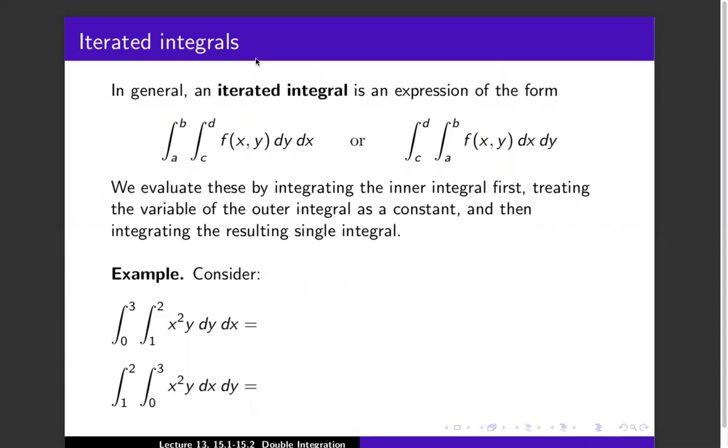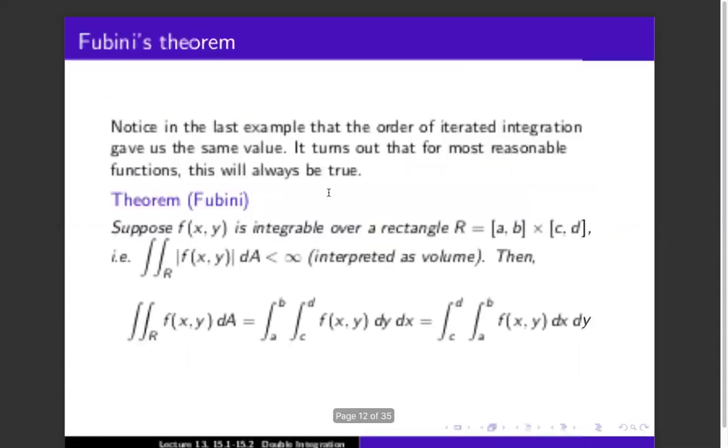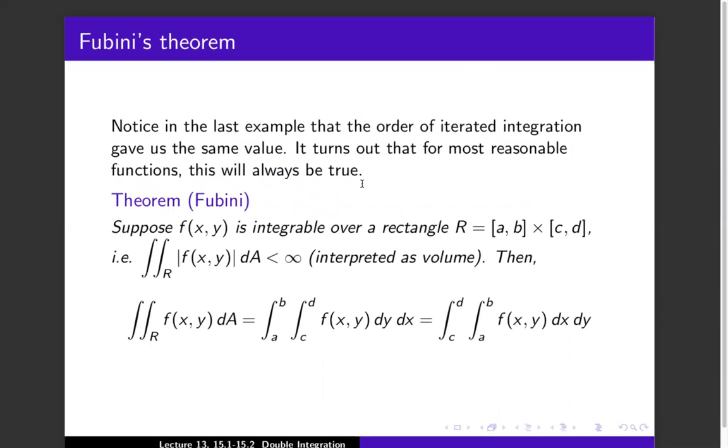However, that's not always the case, and it happens to be the case because the volume is finite. In other words, the volume is well defined. And for most reasonable functions, that will be true. So this is what's known as Fubini's theorem.